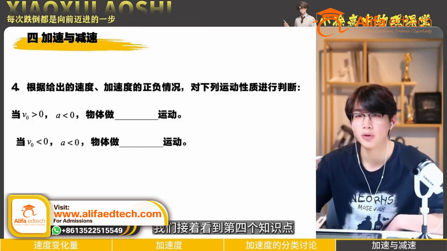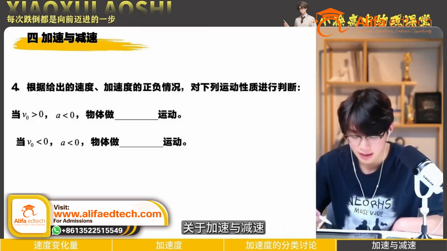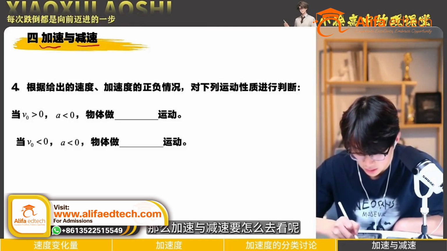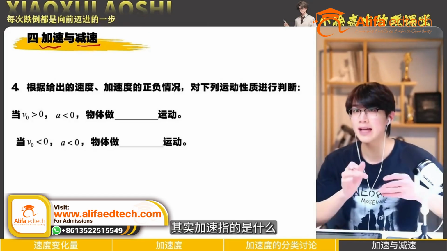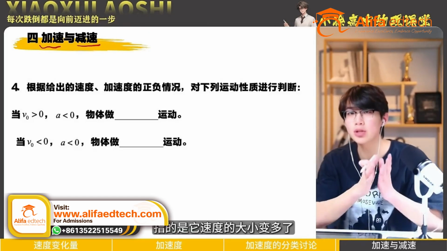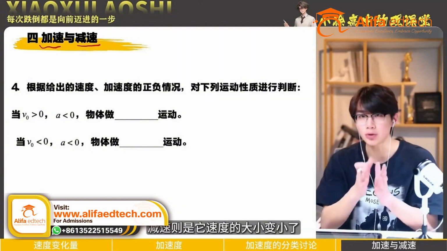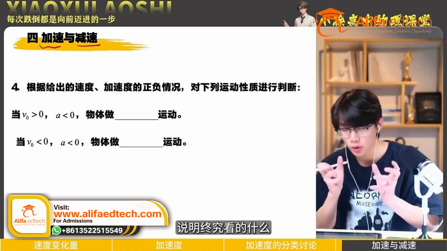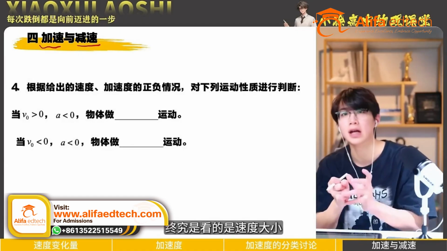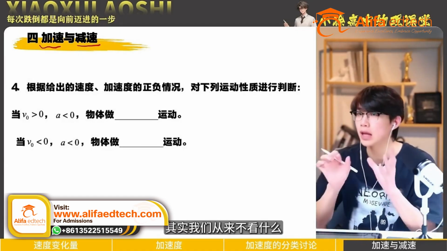Next, let's look at the 4th knowledge point about acceleration and deceleration. Okay, so how should we look at acceleration and deceleration? Actually, what does acceleration mean? It means the magnitude of its velocity has increased. Deceleration means the magnitude of its velocity has decreased. So what are we looking at? We're looking at the magnitude of velocity. For acceleration and deceleration, what do we never look at? We never look at direction.